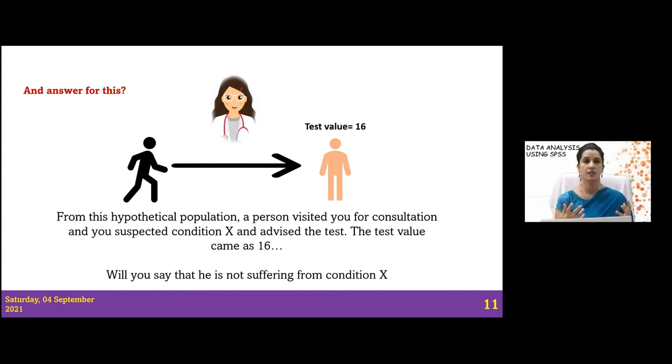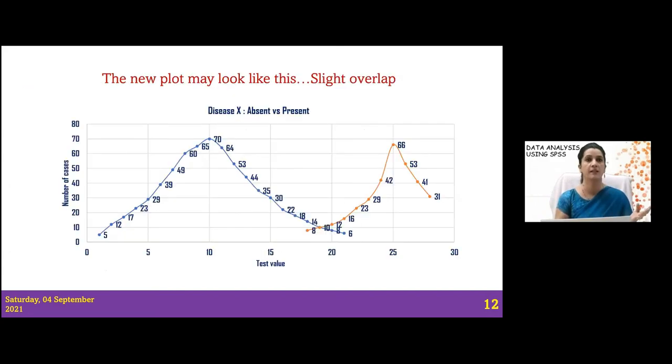So we just want to speculate whether a person with a test positive really has the disease or not, because that's the most important thing, because then you have to start the treatment for the disease. So for a clinician who is sitting in clinic, the most important thing, if the test value has come positive, is: can I say that he is having the disease or not? So for that, there are other measures.